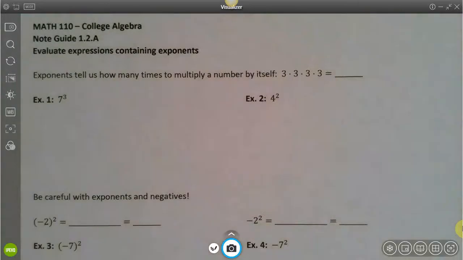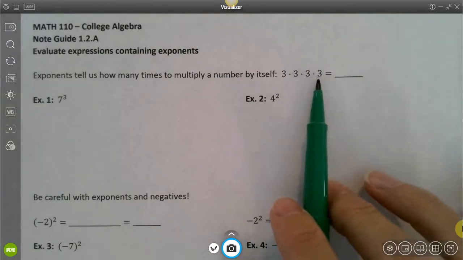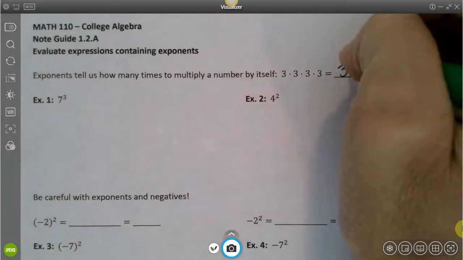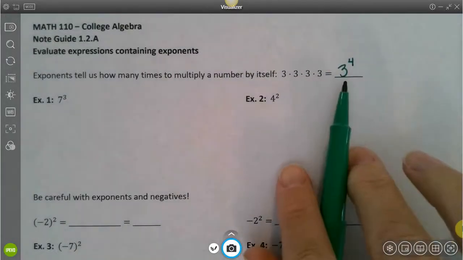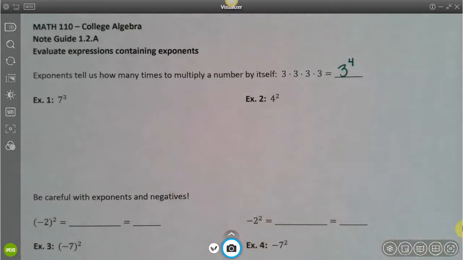The purpose of an exponent is to tell us how many times to multiply a number by itself. So if we see 3 times 3 times 3 times 3, we can write this more concisely as 3 to the 4th. The big number, the base, is the number that we're multiplying, and then the exponent tells us how many times we're multiplying that number by itself.